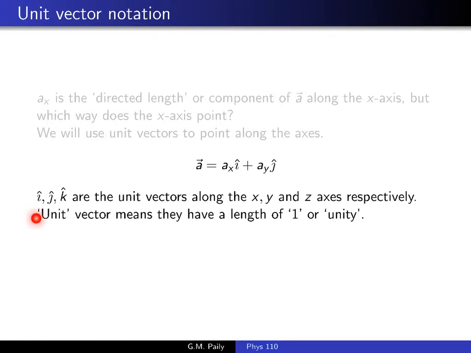We use the letters I, J, and K with hats on top to represent the unit vectors pointing along the x, y, or z axes respectively. Why do I keep calling them unit vectors? A unit there refers to unity or 1, and it simply tells you that they have a length 1. So the length of the I hat vector is 1. The length of the J hat vector is 1. And it is a convention to put this little hat on top whenever you are dealing with a unit vector.